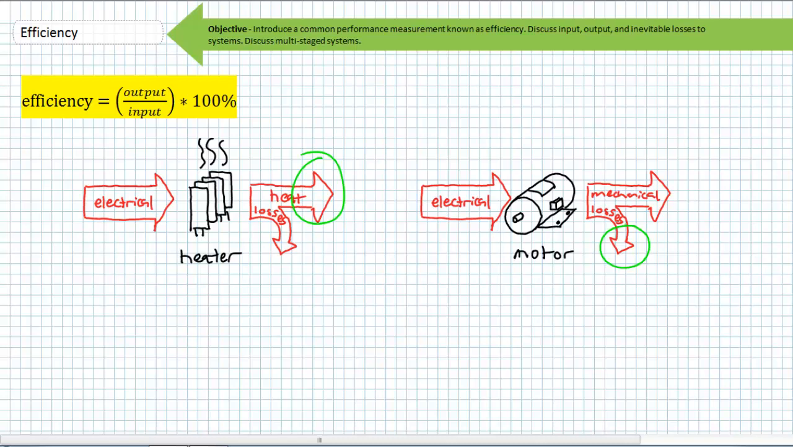If you're ever lost, just ask yourself 3 questions. What is the input? What is the output or intended purpose of the device? And what are the losses associated with its operation?